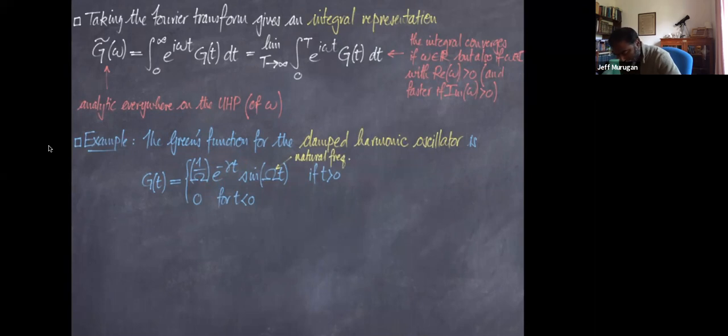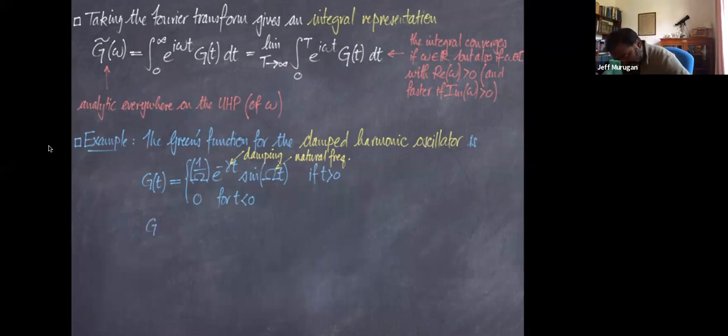This is the damping coefficient. And the exponential term captures the effect of the damping, right? So the oscillations die out exponentially. I really wanted to talk about not this causal Green's function, but its Fourier transform.